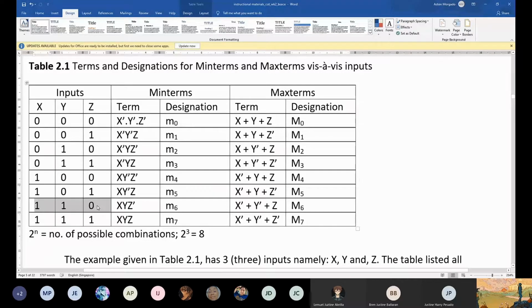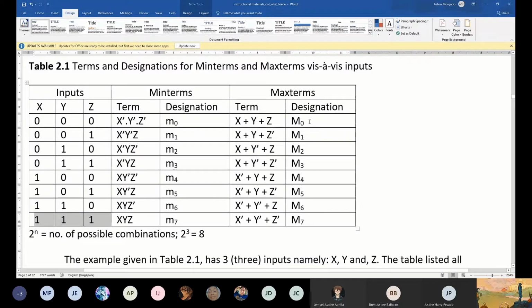For 110, we have x is 1, x prime, y is 1, y prime, and z is 0, so z. So for 110, we have x prime plus y prime plus z. And lastly, we have 111, so x is 1, x prime, y is 1, y prime, z is 1, z prime. So x prime plus y prime plus z prime.